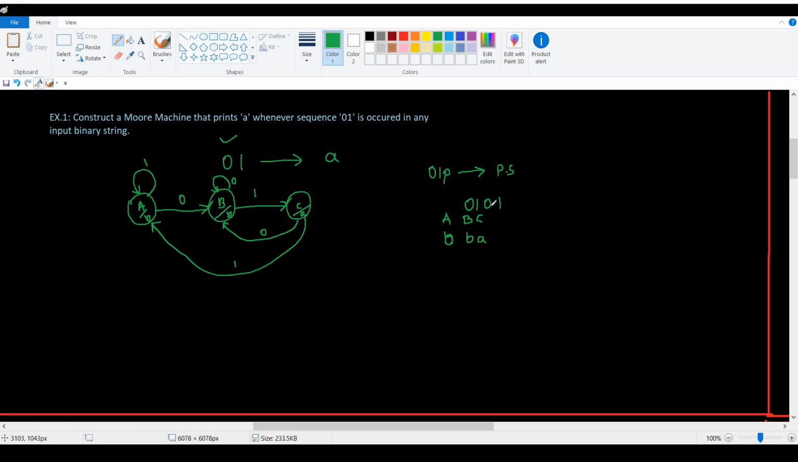And what is the output? A. Similarly, when present state is C, input is 0, what will be the next state? B. What will be the output? B. Present state is B, input is 1, so what is the next state? C. And what is the output? A, right? So 0 1 0 1 pattern gets detected. When 0 1 pattern occurs, output is A, right? So in such a way, we can verify this Mealy machine.